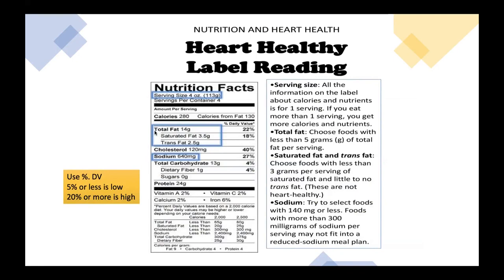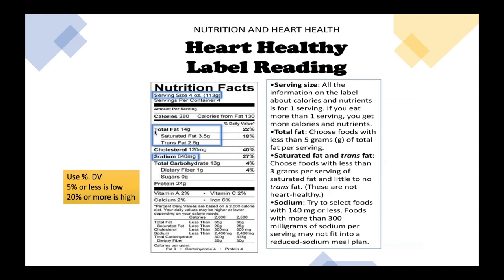So start with serving size per container. All the information on the label about calories and nutrients is for one serving. If you eat more than one serving, you get more calories and nutrients. And also choose food with less than 5 grams of total fat per serving, which means if you are on a 2000 kilocalorie diet, 50 grams to 75 grams per day.